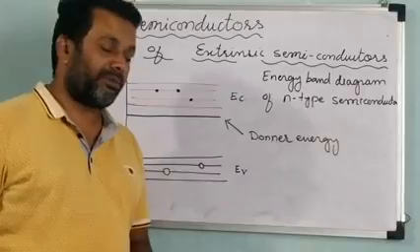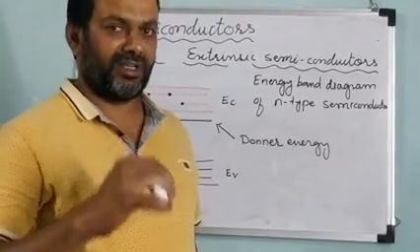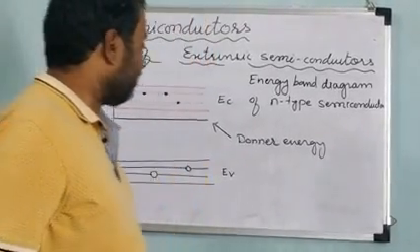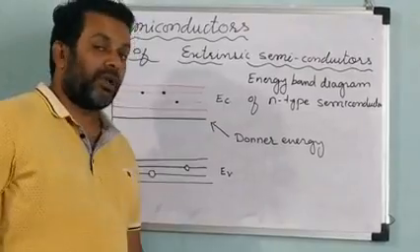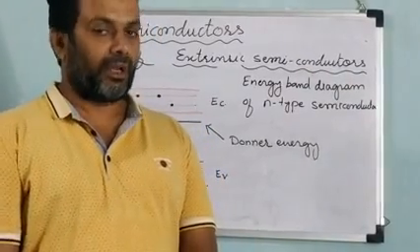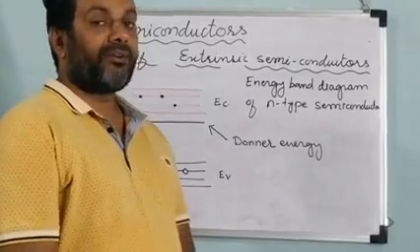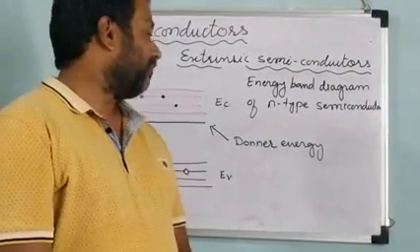It is important to remember that the acceptor energy level is just above the valence band and the donor energy level is just below the conduction band, because in the last part of this chapter, when we study LEDs, that is light emitting diodes, we will need the knowledge about this. When it comes, I will explain it then.